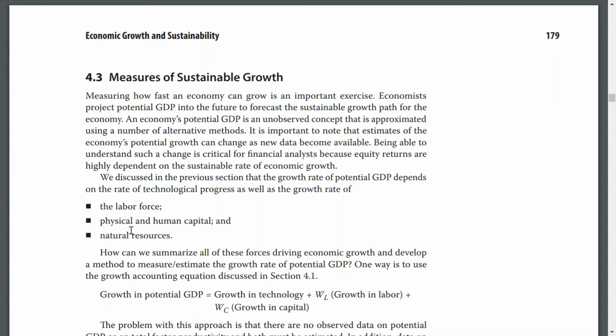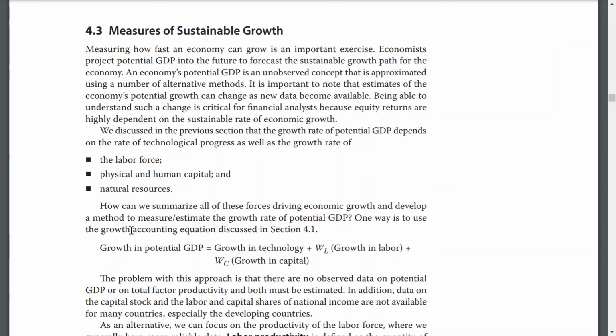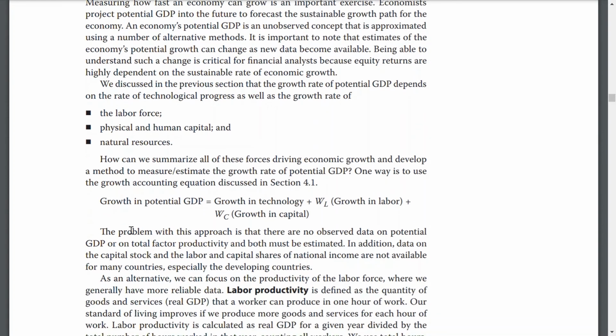Being able to understand such a change is critical for financial analysts, because equity returns are highly dependent on the rate of economic change. We discussed in previous sections that the growth rate of potential GDP depends on the rate of technological progress, as well as the growth rate of the labor force, physical and human capital, and natural resources. We could summarize all these factors that drive economic growth and development into a method to estimate growth rates of potential GDP.